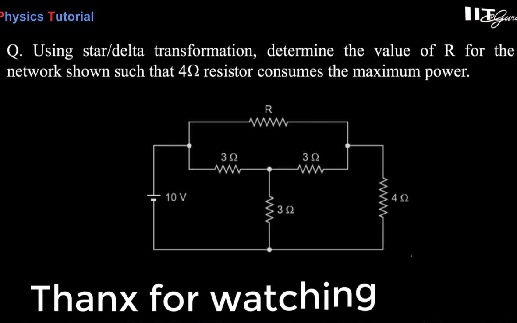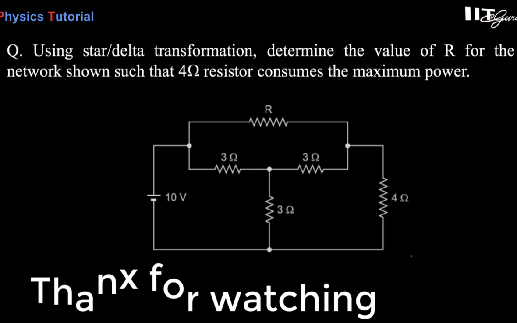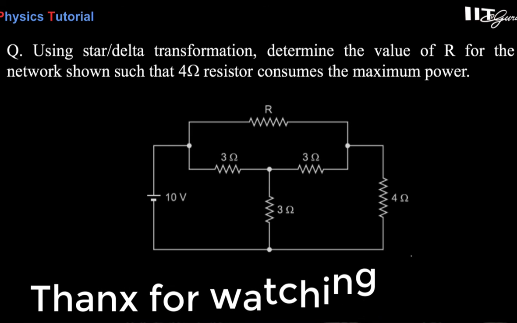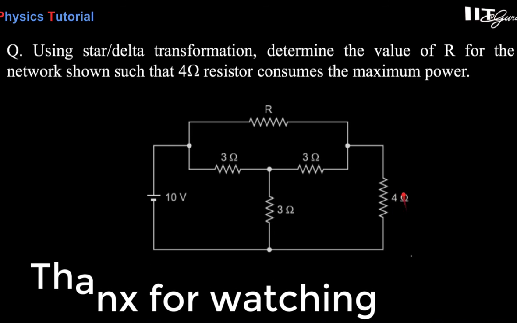So look at this one more problem using a star delta transformation. These are all practice; you can do them very easily. Here you have to find the maximum power consumed in the 4 ohm resistor. Look, this is the 4 ohm resistor. Here you have to find it.